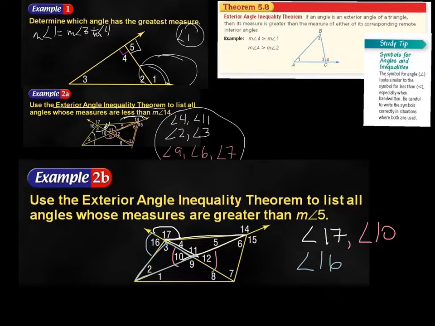10 and 12 are vertical angles. If we have 10, we get 12. And then if we have 12, we can see that 15 is an exterior angle to this triangle here that has 12 in it, so then we can get 15 also.